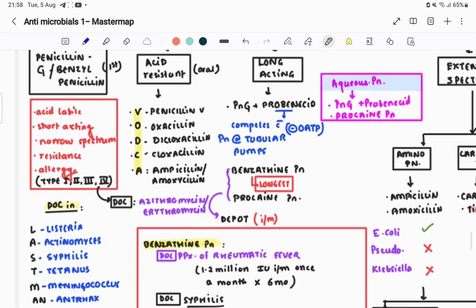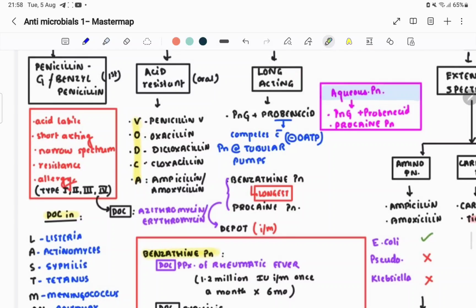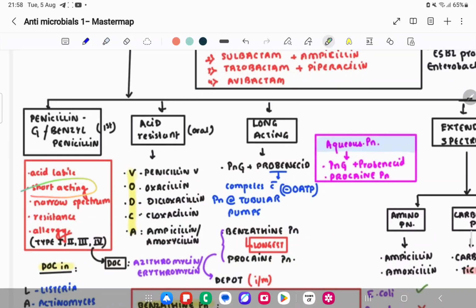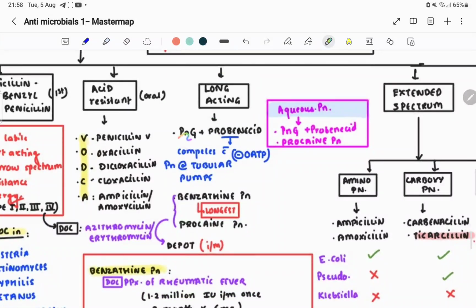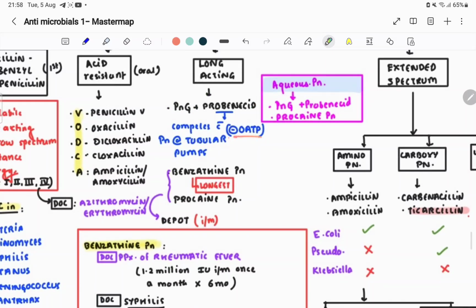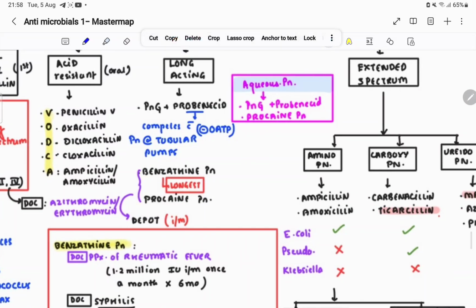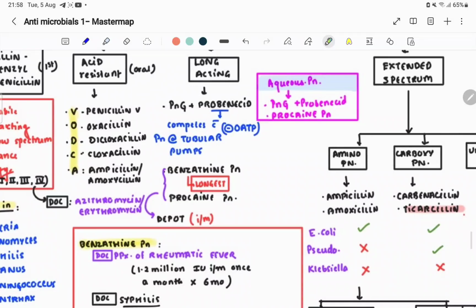Okay. Then the second problem: the original one was short acting, right? So we developed long acting penicillins. For long acting penicillins, we combined penicillin with probenecid. Probenecid competes with penicillin at the tubular pumps and has its action.